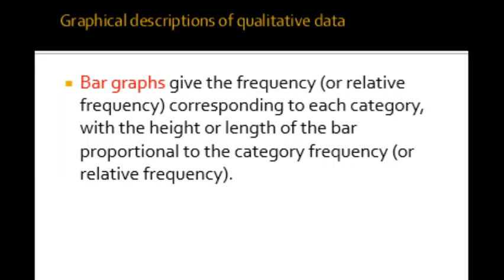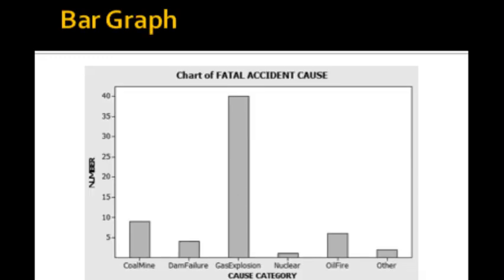Let's look at the graphical techniques to describe qualitative data. The first type of graph that we can use is the bar graph. It gives the frequency or the relative frequency corresponding to each category, and the height or length of the bar will be proportional to the category frequency. Okay, here's an example. This is the same data that we just saw. As you can see, it gives a visual representation of the data that we had. We can clearly see that gas explosion causes the maximum number of accidents compared to the rest of the data.